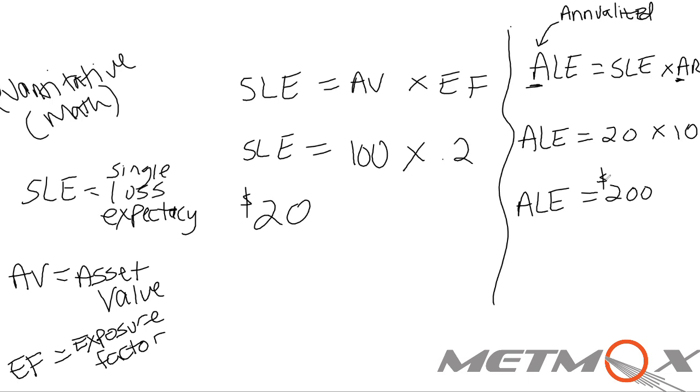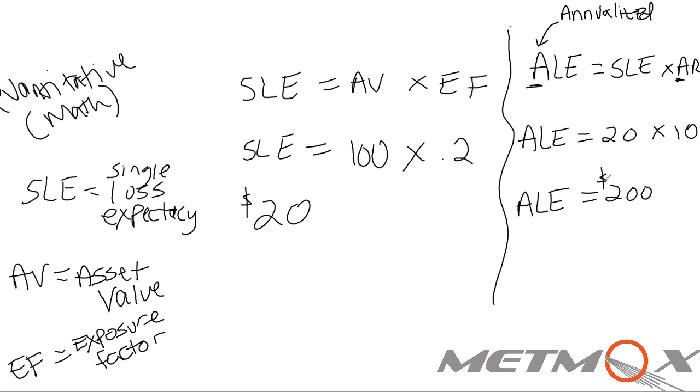Now, why do I need to know this? Well, first, it helps me understand which of my risks are the highest. I don't want to spend all of my time trying to fix a risk that's only going to cause me to lose $200 when there might be another risk out there that's going to cause me to lose $1,000. I might prioritize the $1,000 more readily.